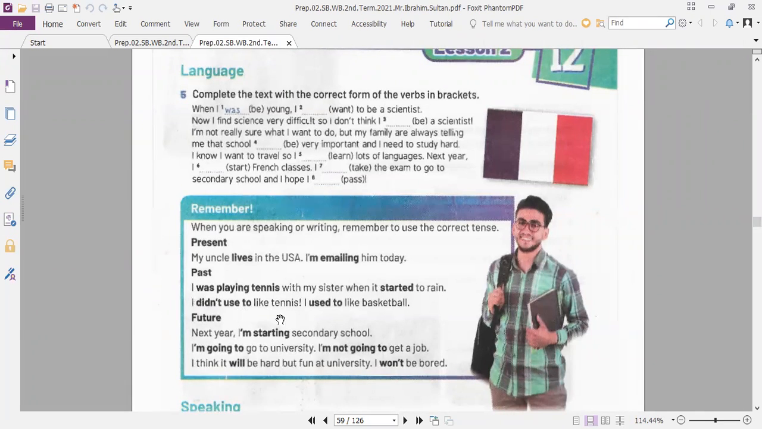We also studied used to talk about habits in the past, but now it stopped. Like I didn't used to like tennis. I used to like basketball. We use used to to express a habit, and now it stopped.